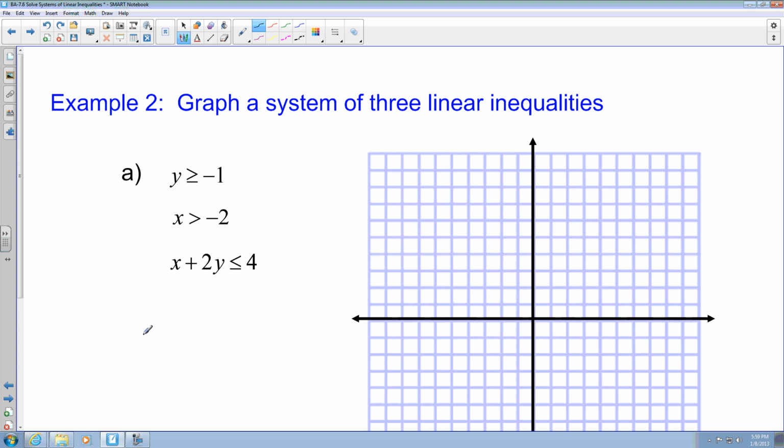Sometimes in your homework, you will also be given a third inequality, but the same rules still apply. You're still going to graph each equation individually. You're going to shade them, and then you're going to determine where all three shades overlap, and that is going to be your finished shaded region.